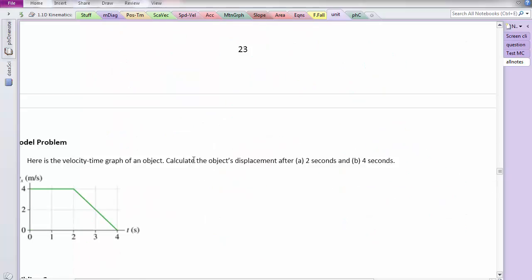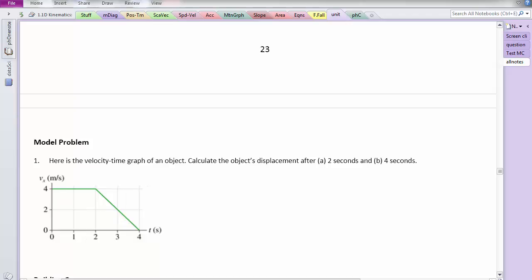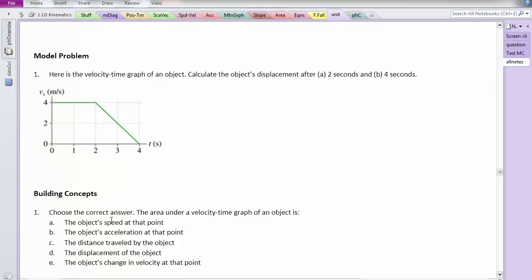So let's look at a model problem. Here's a velocity-time graph for an object. Calculate the displacement after 2 seconds and after 4 seconds. After 2 seconds, the displacement is the area under this curve. So area is equal to the displacement, which is 4 meters per second times 2 seconds, which gives us 8 meters. So that's after 2 seconds.